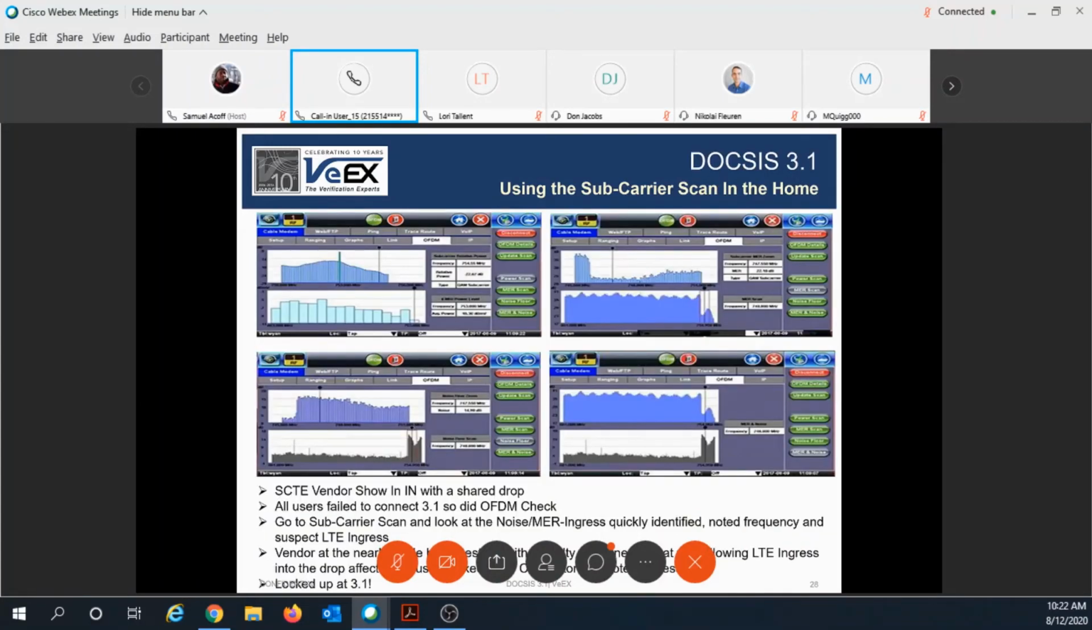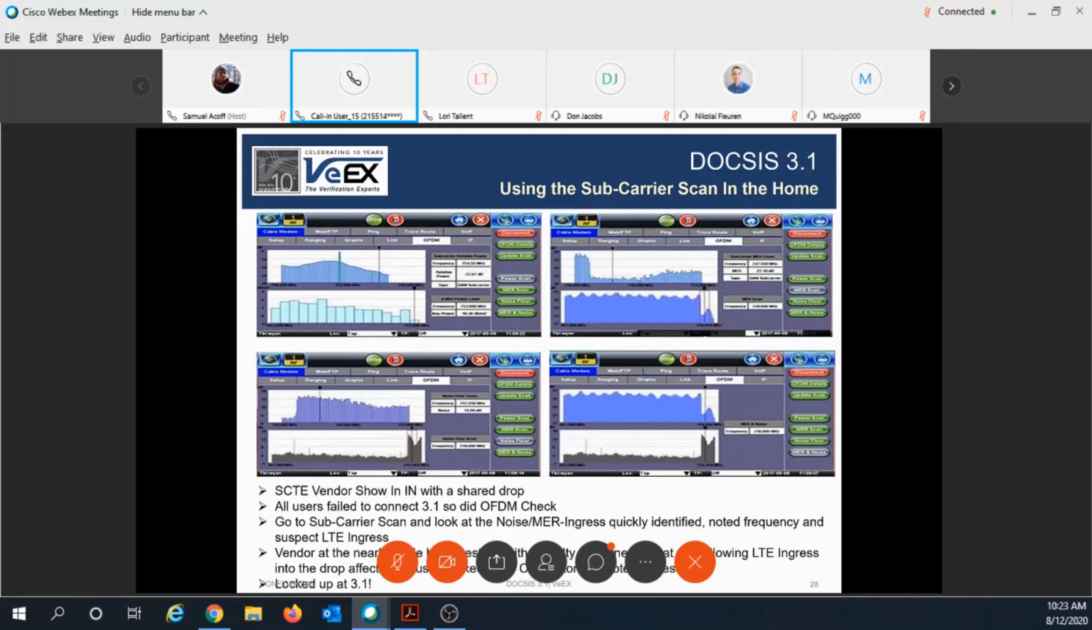This is an interesting one. This was one of the early ones. This was at an actual vendor day in Indiana. Everybody was rolling out their 3.1 test equipment, 3.1 tools, and nobody could lock at 3.1 in the vendor room, including us. This is where we used the OFDM check to see what the OFDM looked like, and we can see here it's not flat, it's very wavy, and there's a big piece of noise sticking up at the other end. Turns out there was some LTE ingress.